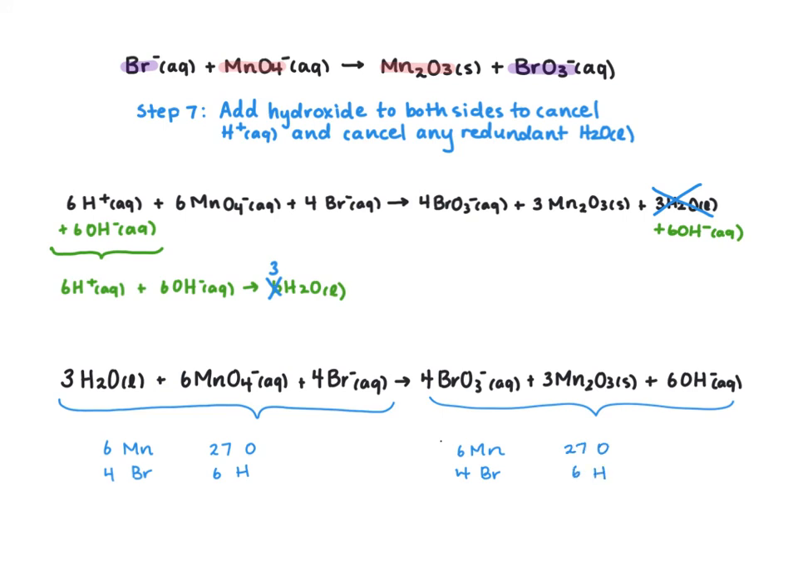We can double check the charge is also balanced. We have a total of 6 times -1, so -6 plus -4. So a grand total of -10 on our reactant side. And on our product side, -4 from the bromate, -6 from the hydroxide, so also -10. And so we've balanced this complex redox reaction in a basic solution using the half reaction method.